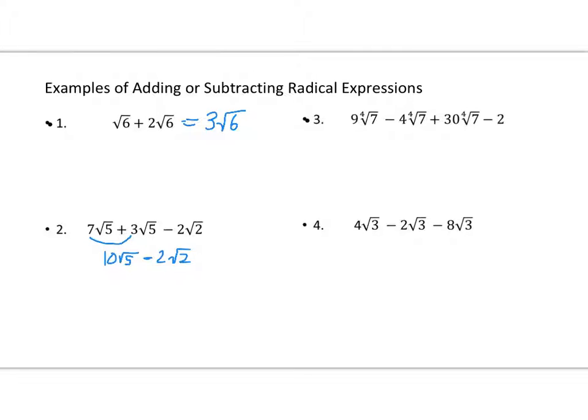In number 3, we have three terms that have the same index and radicand, fourth root of 7, and so we are just going to be adding or subtracting the coefficients of those. In this case, I get 35 fourth root of 7 minus 2. And in the last one, we see that each of the terms have the same radical, square root of 3, and so we just add or subtract the coefficients. This is a negative 10 plus 4, and I get a negative 6 square root of 3.